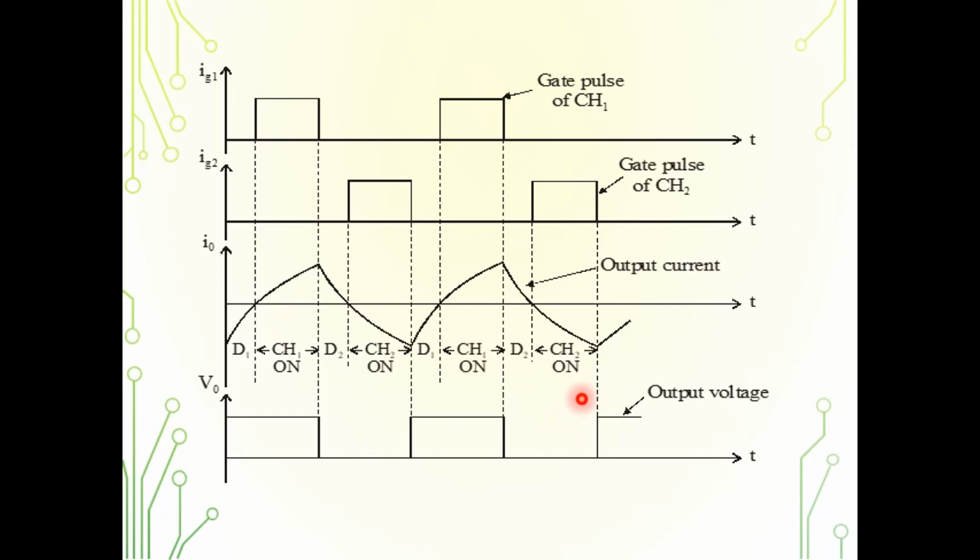So the combination of class A and class B chopper is nothing but class C chopper, wherein you can supply the power from the supply to the load, as well as from the load back to the source.